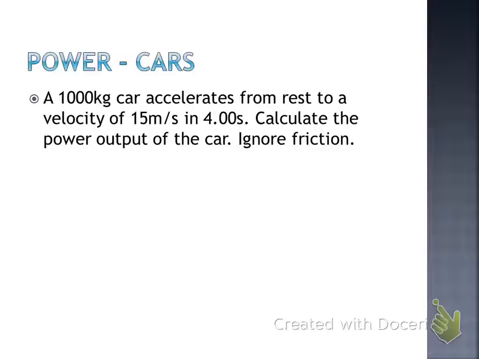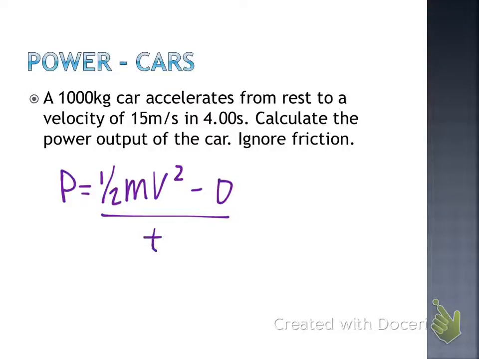So a car accelerates from rest to 15 meters per second in 4 seconds. Calculate the power output of the car. We're going to ignore the force of friction. We just know that it's putting this much power to overcome that. Why did I include this minus 0 here? Starting at rest. Good. Initially, we have no kinetic energy because it's starting at rest. You can leave that minus 0 off. I just want to show you the whole picture.